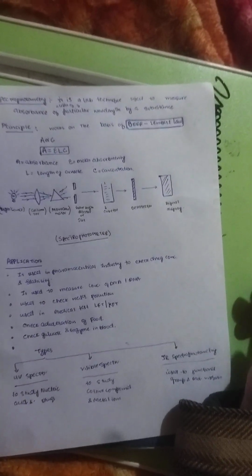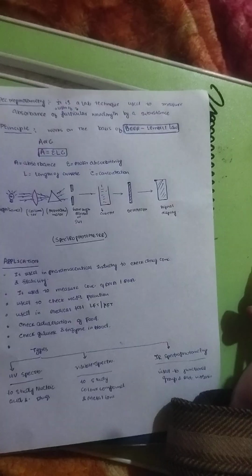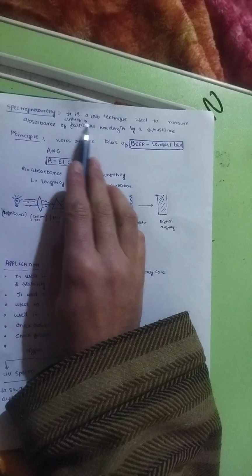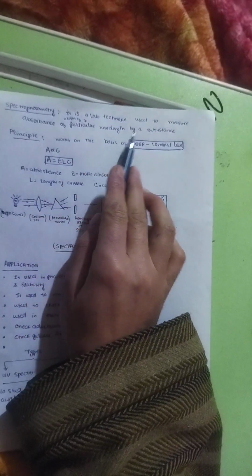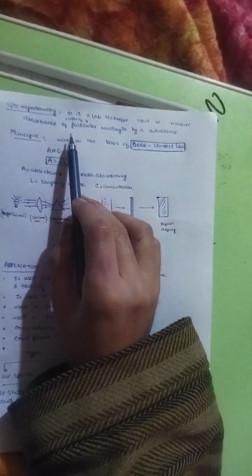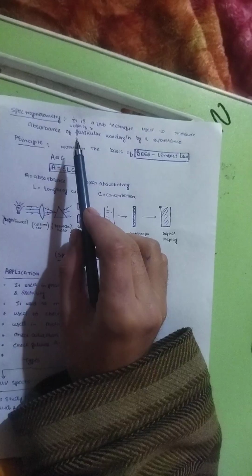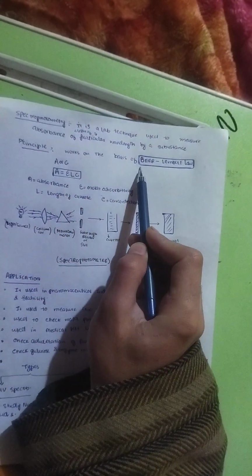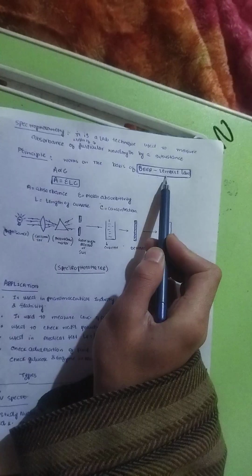Hello, my dear friends. Today we are going to study spectrophotometry. It is a lab technique used to measure the absorbance of light of a particular wavelength by a substance. This technique works on the principle of Beer-Lambert's law.